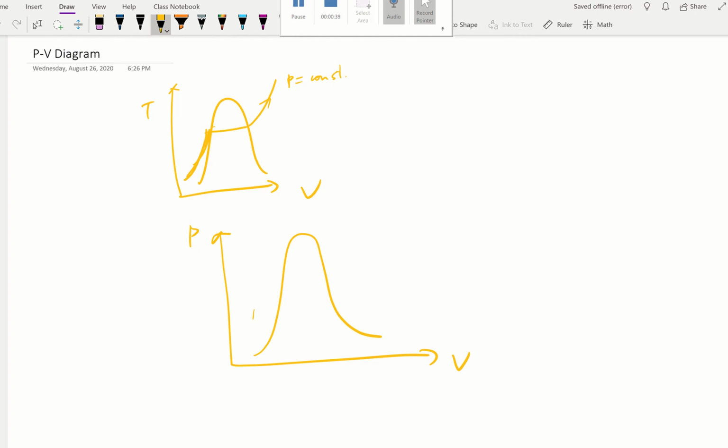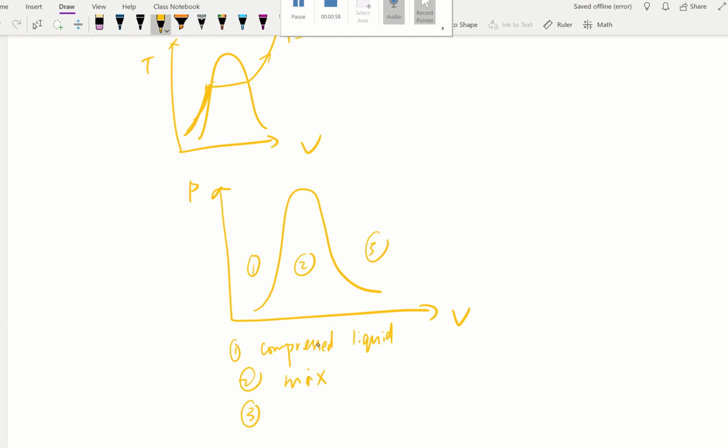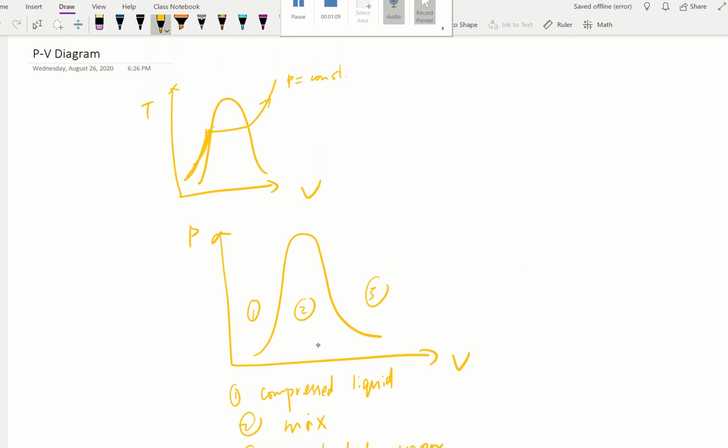I have the same three regions, with 1 being compressed liquid, 2 being the saturated liquid-vapor mix, and number 3 being superheated vapor. So will everything be the same then? Will the trend be going like this or not? If we change that to a constant temperature, let's see what happens.